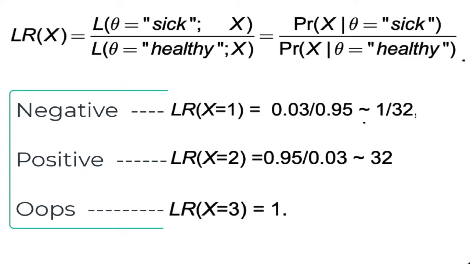So if X equals negative, that's 1 here, then this is that ratio. It's about 1 in 32. If it's positive, then it's more like 32, which is the reciprocal of 1 over 32. And finally, if it's oops, then the likelihood ratio is 1, telling you that what you saw, the oops, is equally likely whether the patient is sick or healthy. That's appropriate for a lab mistake.